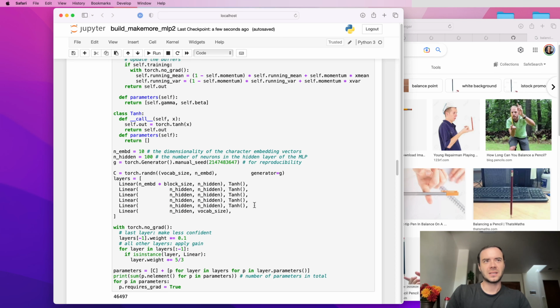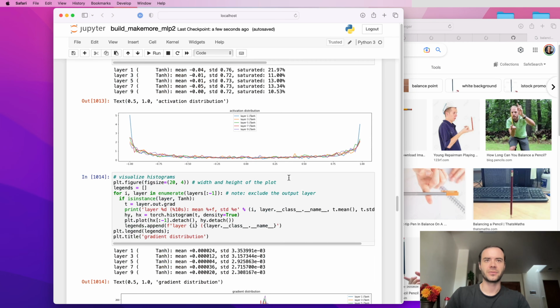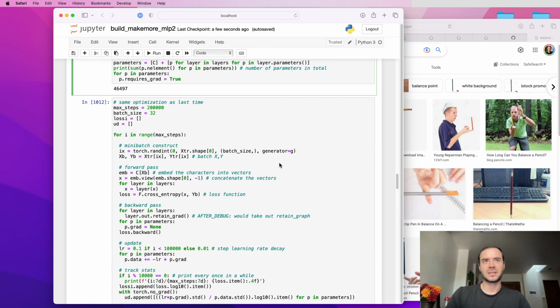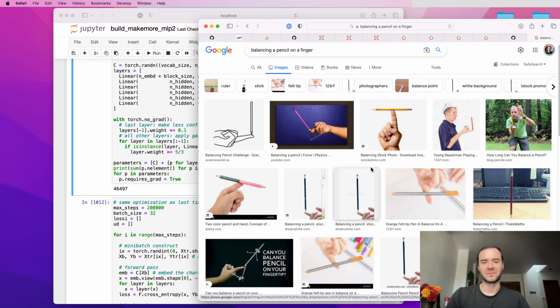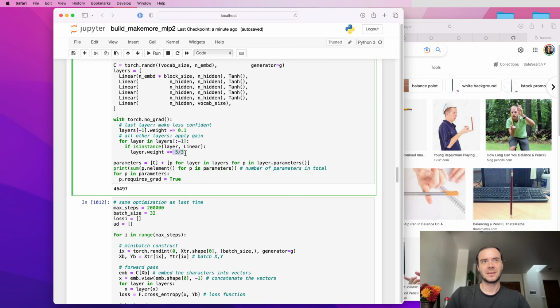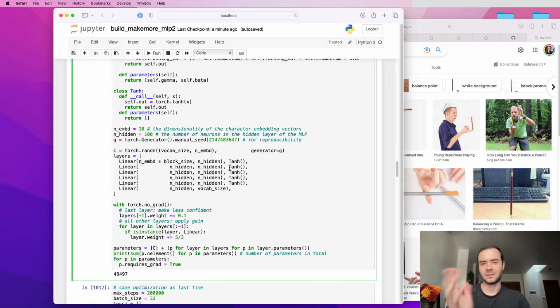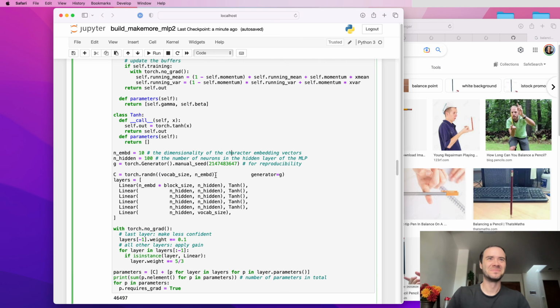Okay, so far we've seen that when we have this linear tanh sandwich, we can actually precisely calibrate the gains and make the activations, the gradients, and the parameters and the updates all look pretty decent. But it definitely feels a little bit like balancing a pencil on your finger. And that's because this gain has to be very precisely calibrated. So now let's introduce batch normalization layers into the mix, and let's see how that helps fix the problem.